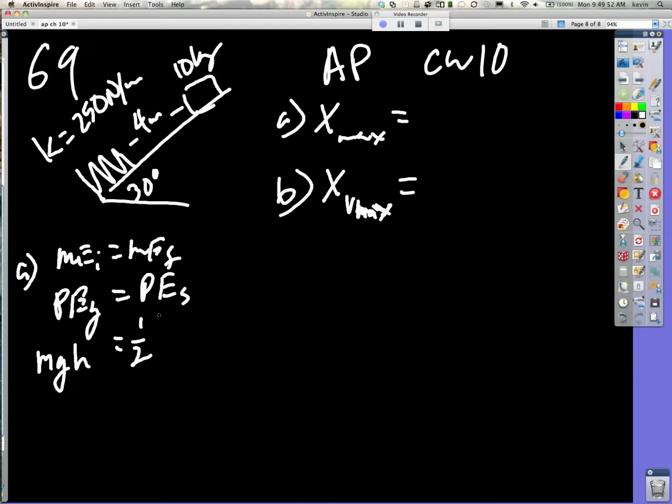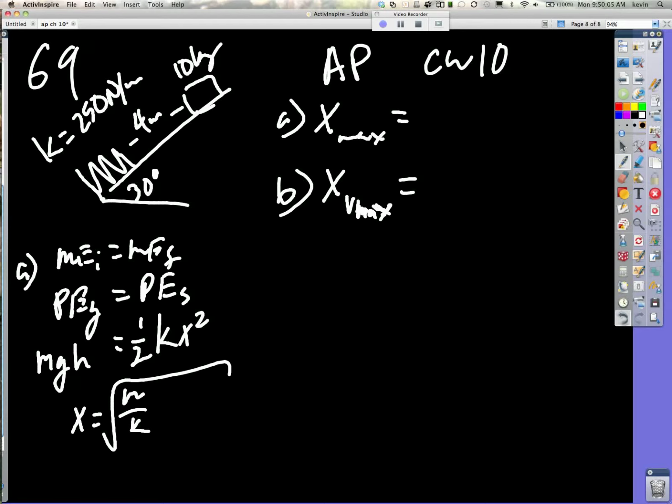GH. What's that? Oh, because the kinetic energy is a transitive form of energy. I know it's going to become kinetic, but because there's no friction, I know that all the potential becomes completely kinetic, which then becomes completely potential energy of the spring. Does that make sense to you?